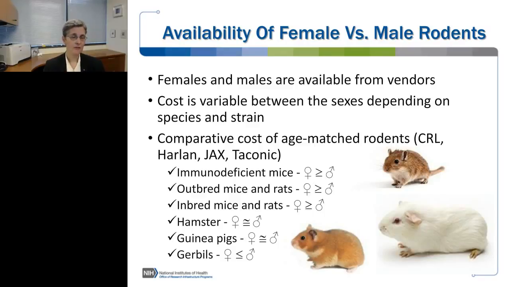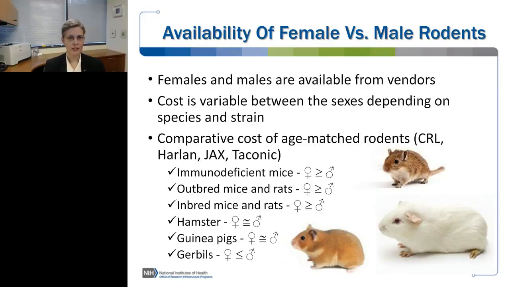And I want to make a full disclaimer here. I did a very, very informal review of 4 major vendors, Charles River Laboratory, Harlan, Jax, Taconic. I went to their websites and I did a brief cost comparative analysis of age-matched rodents to see what the general trends and patterns were relative to cost.